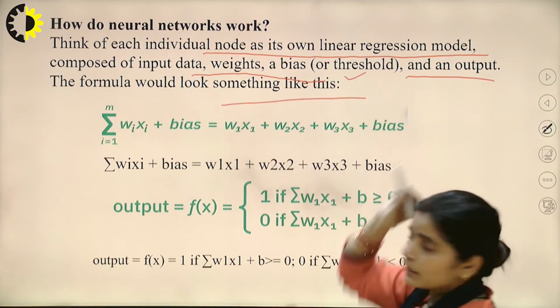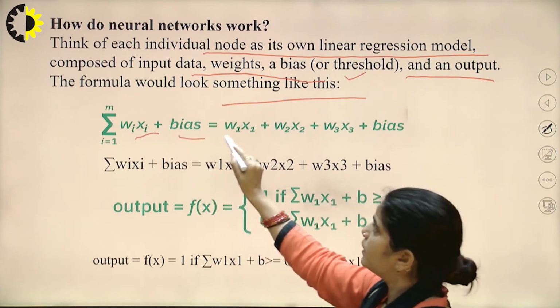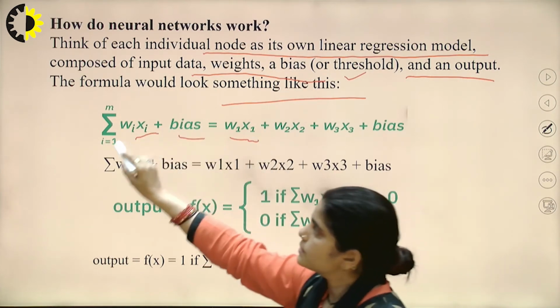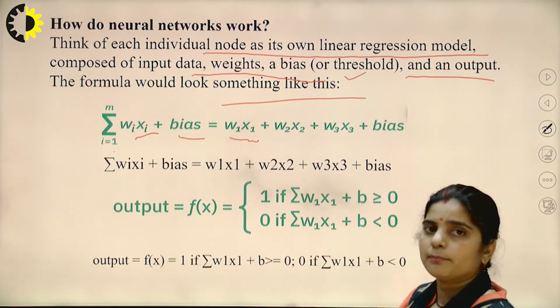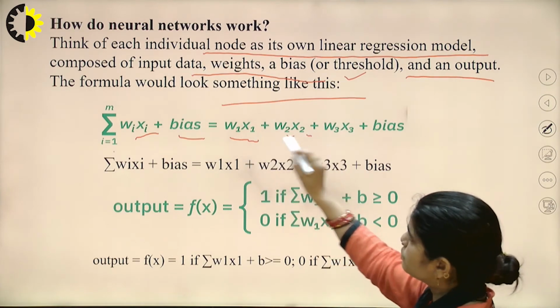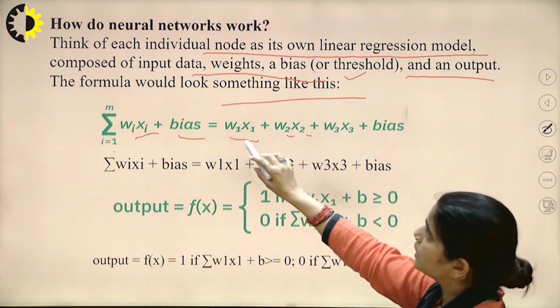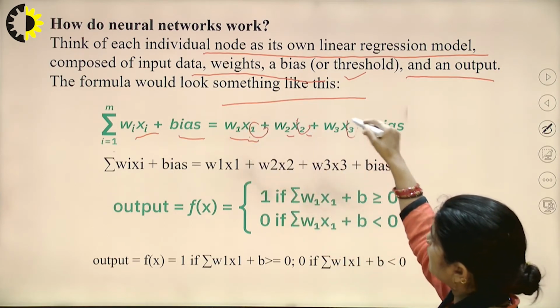The formula here we use is sigma Wixi plus bias value, where i goes from 1 to m, meaning the weights can vary from 1 to m. So W1 x1, W2 x2: these are the weights and the input data. x1, x2, x3 are the input data.